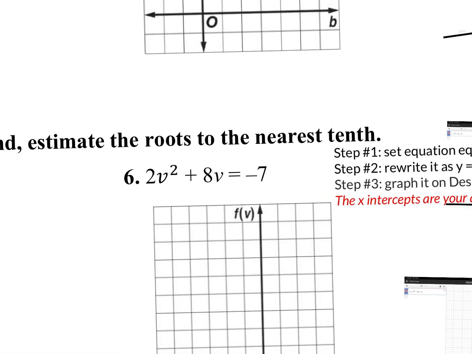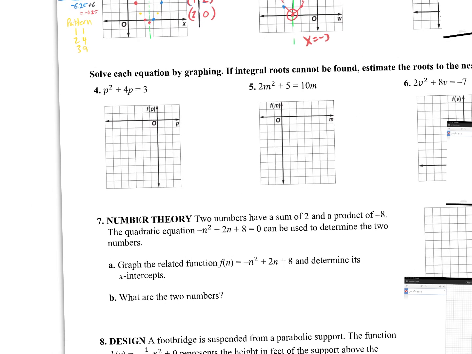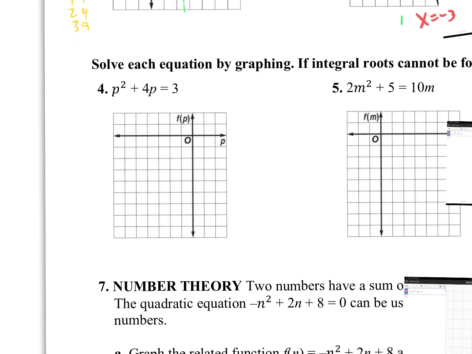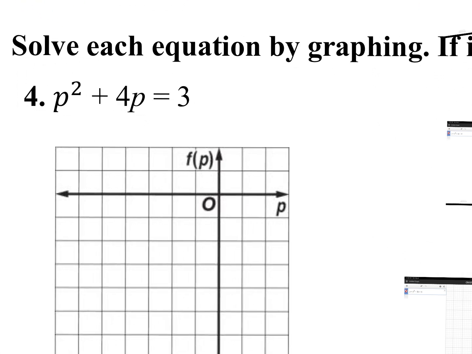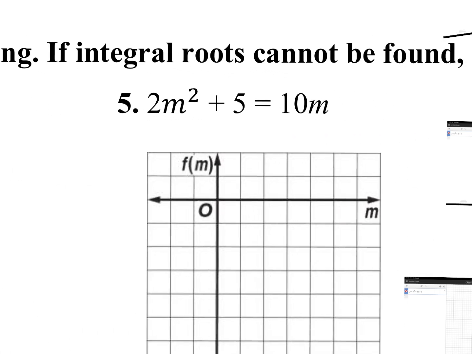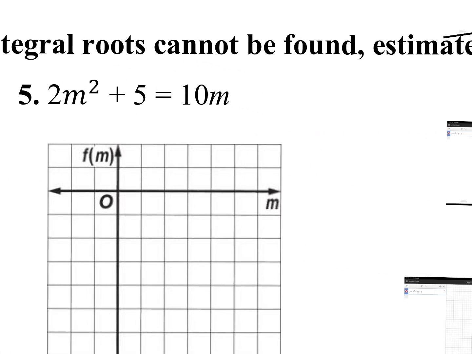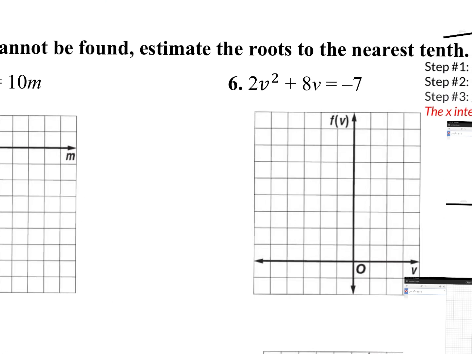Now, notice right here the instructions for 4, 5, and 6. By the way, this is all we're doing today. We're getting comfortable with Desmos. The instructions on 4, 5, and 6 say solve each equation by graphing. I don't even want you to do it by hand. I want you to do it on Desmos. It says if the integral roots cannot be found, if your nice answers can't be found, as in they're crazy decimals, go ahead and estimate the roots to the nearest tenth, okay?